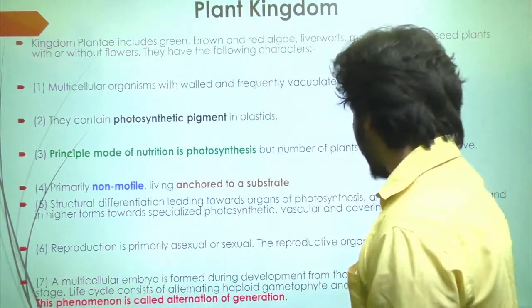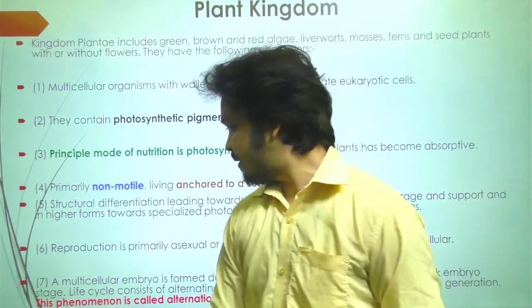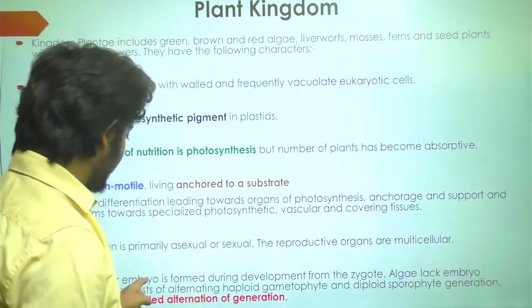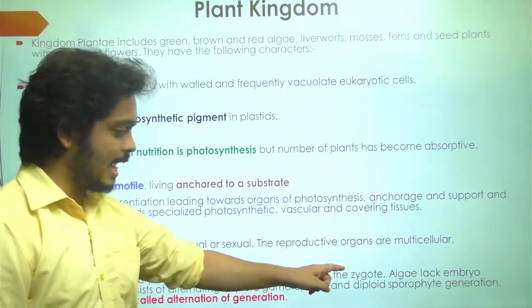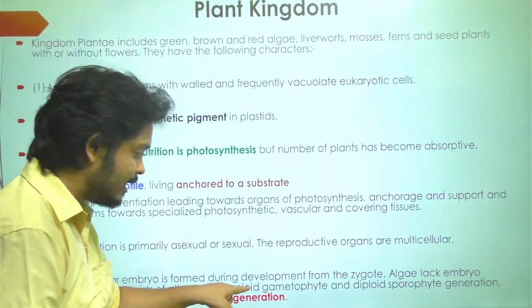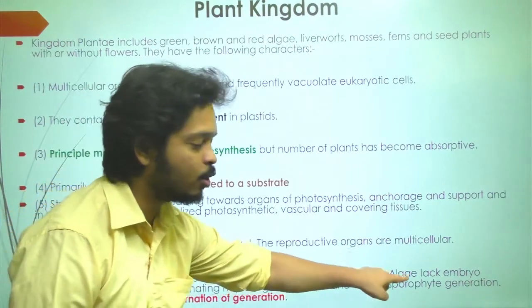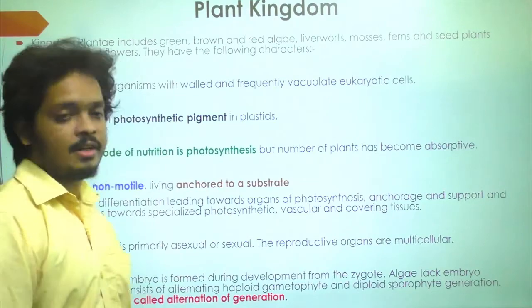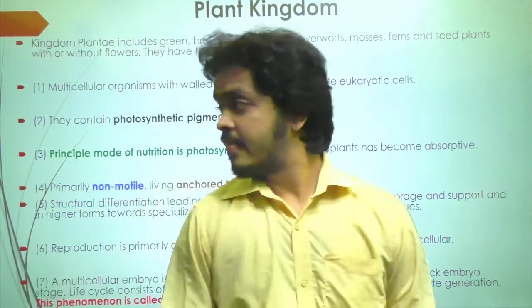It is very important, this particular point, please underline. A multicellular embryo is formed during development from the zygote. Algae lack an embryo. The life cycle consists of alternating haploid gametophyte and diploid sporophytic generation. This point is going to be very important. This phenomenon is called alternation of generation.